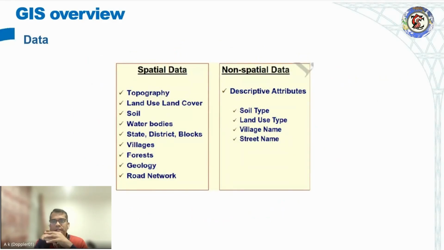So when we talk about data, in GIS terms, there are two different types of data sets. One is called spatial data, and one is non-spatial data. Spatial data is basically when you turn on a GPS on your mobile device to find out where you are, you become spatial data. So anything with location information, like your latitude, longitude, or your postal address, becomes spatial data.